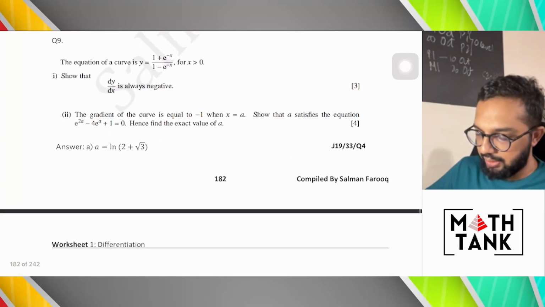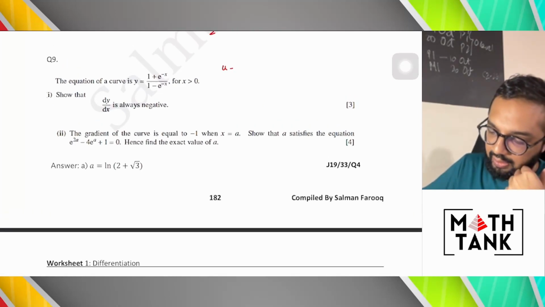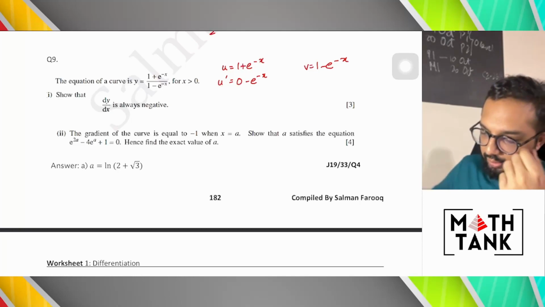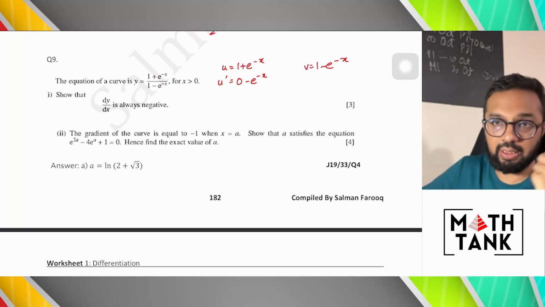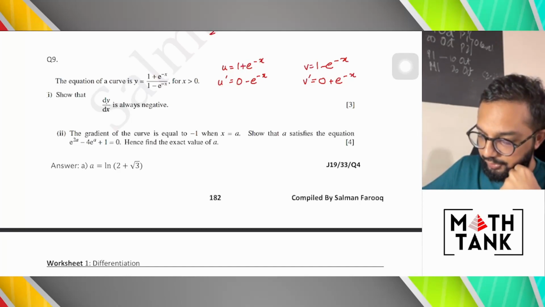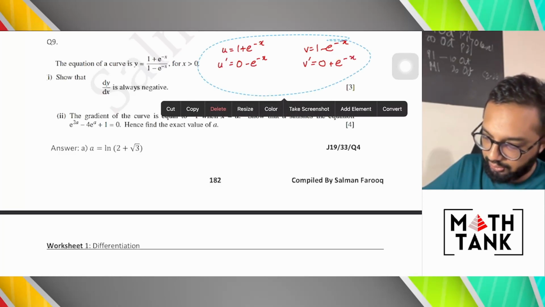Let's then look at question number 9. It says the equation of a curve is this. Show that dy by dx is never negative. So this looks like a quotient rule to me, where I have more or less the same expression. So 0 minus e power minus x. e power minus x into minus 1 is minus e power minus x. v dash is 0 plus e power minus x. Minus minus again gives me that. So dy by dx should then be, we just solve it on the next page rather than sticking to this page.